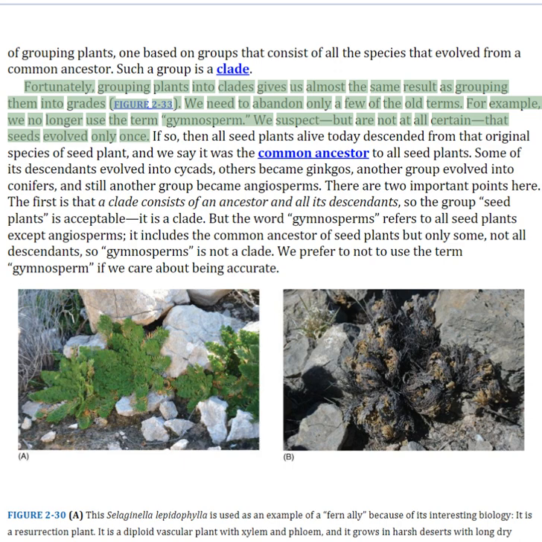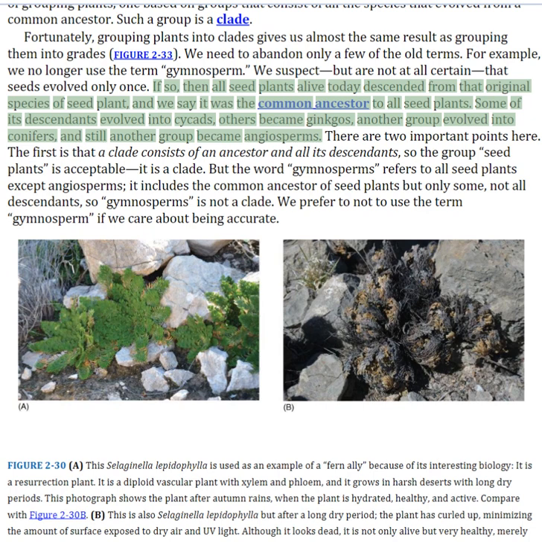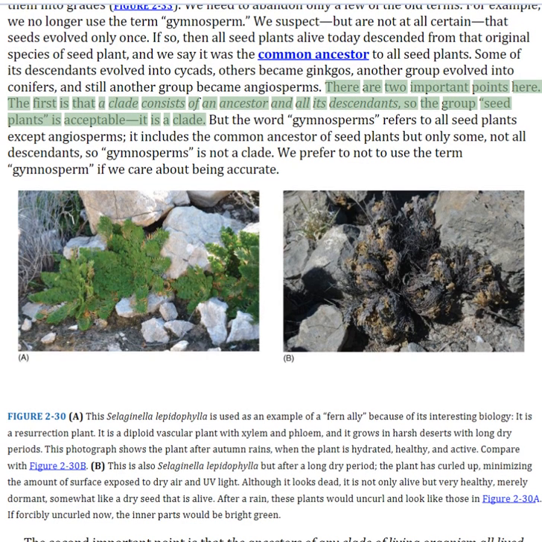We suspect, but are not at all certain, that seeds evolved only once. If so, then all seed plants alive today descended from that original species of seed plant, and we say it was the common ancestor to all seed plants. Some of its descendants evolved into cycads, others became ginkgos, another group evolved into conifers, and still another group became angiosperms. There are two important points here.